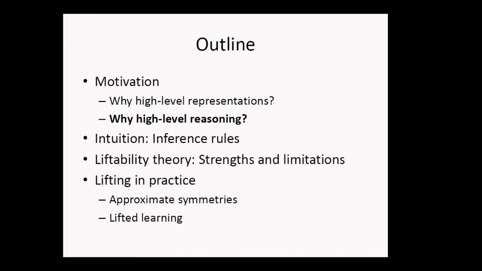All right, so now you all know that high-level representations of uncertainty are important, that we need them to model the types of inferences we want to make between the rows of the data. So why do we need high-level reasoning?